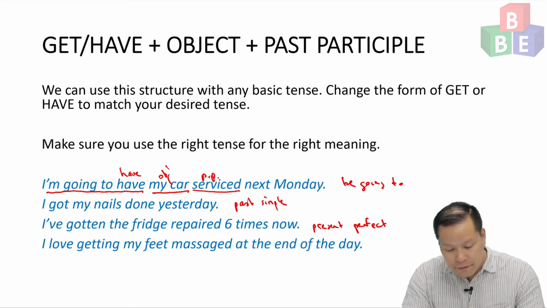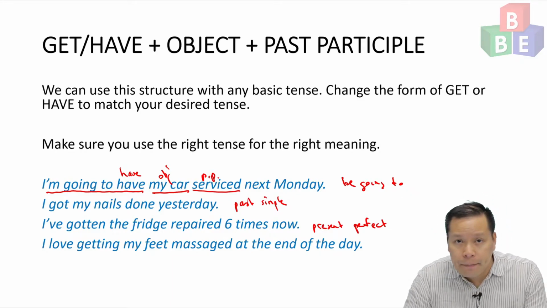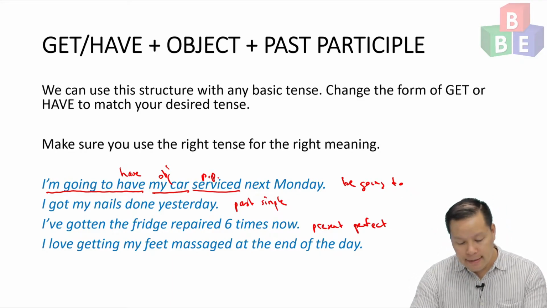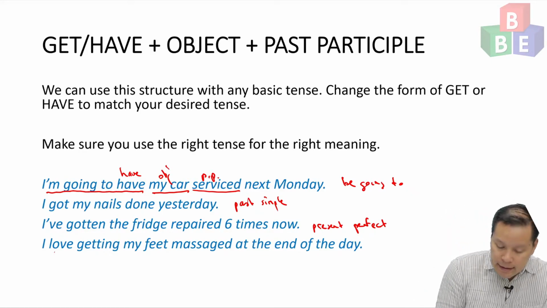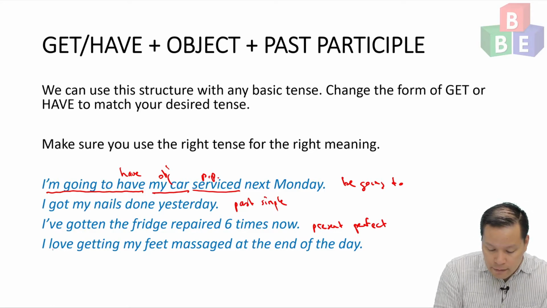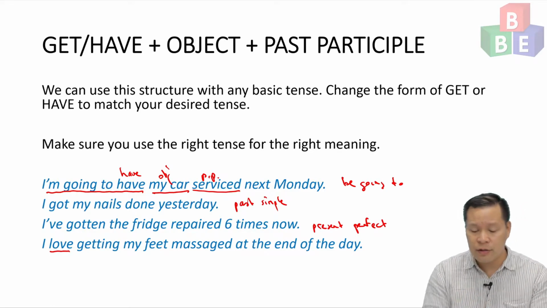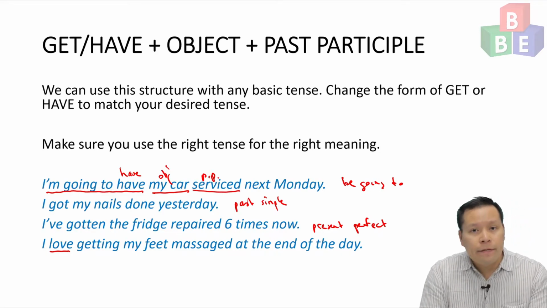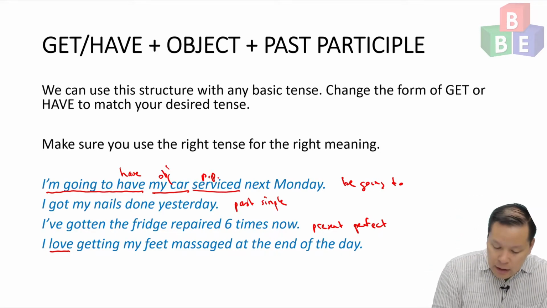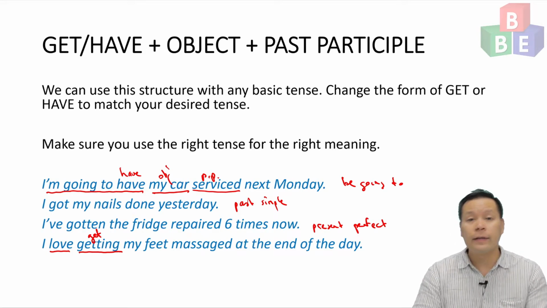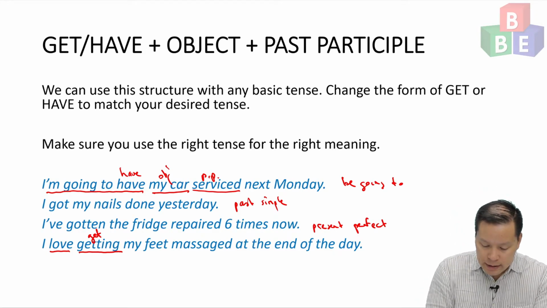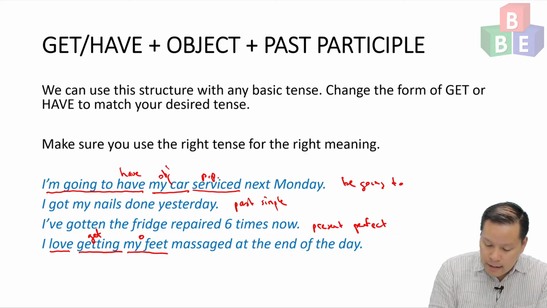I love getting my feet massaged at the end of the day. This is not a particular tense here. This is a verb pattern. And so, yes, it is using the present simple of love for habits and routines, general truths. But we know that love is followed by a verb ing. And so here, this is why I'm using get in the ing form. So I love getting. The object is my feet, and massaged is the past participle.